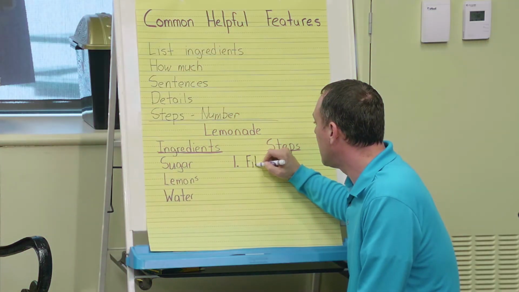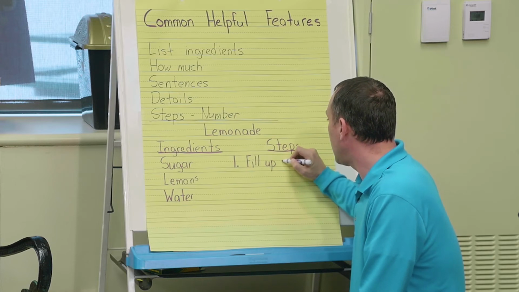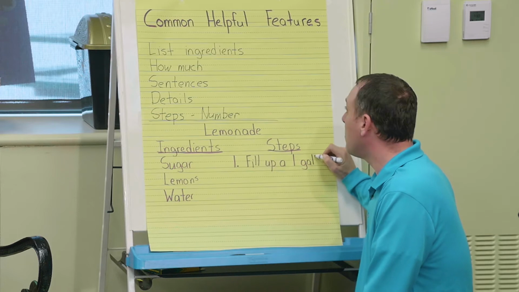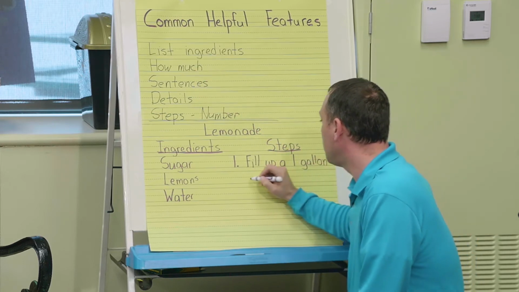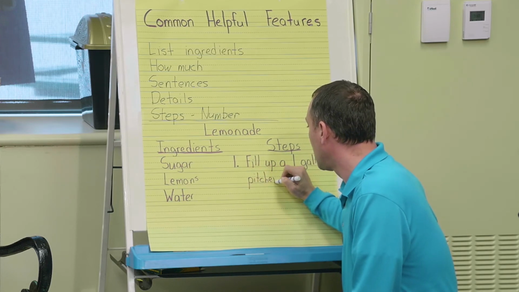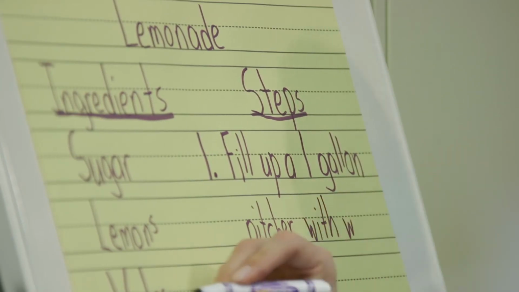Fill up a 1 gallon. That tells us how much, right? So we said how much we need. 1 gallon pitcher with water. There's our first ingredient.